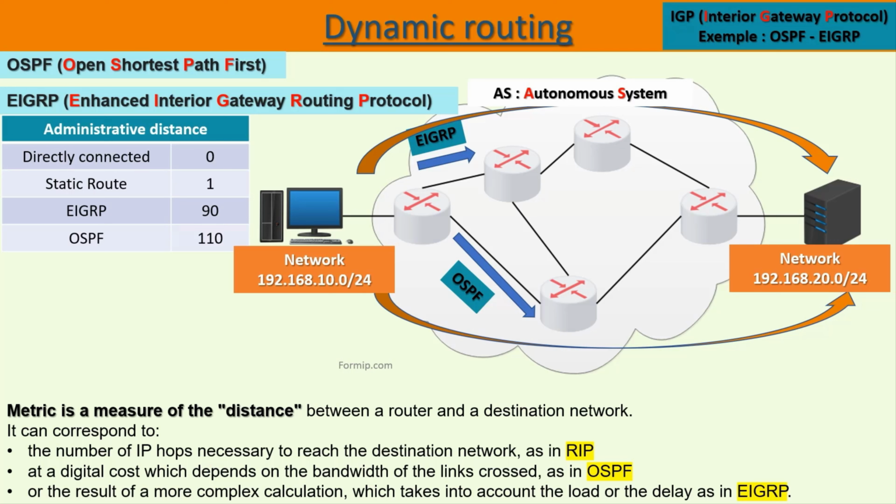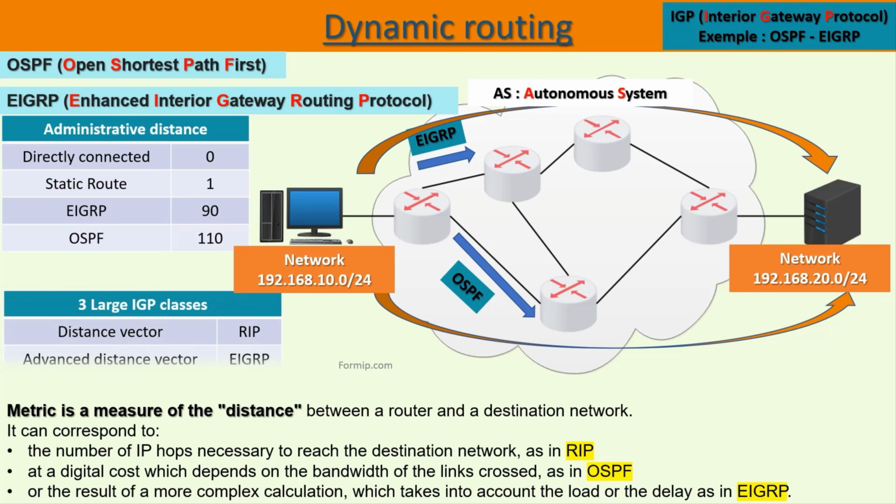A static route has an administrative distance of 1. As this is something we manually set up, the router will prefer to use a static route over any dynamic routing protocol. The EIGRP protocol has an administrative distance of 90, and OSPF is 110, which means in our example that the packets will go through the top. EIGRP is more reliable than OSPF mostly because it is owned by Cisco.